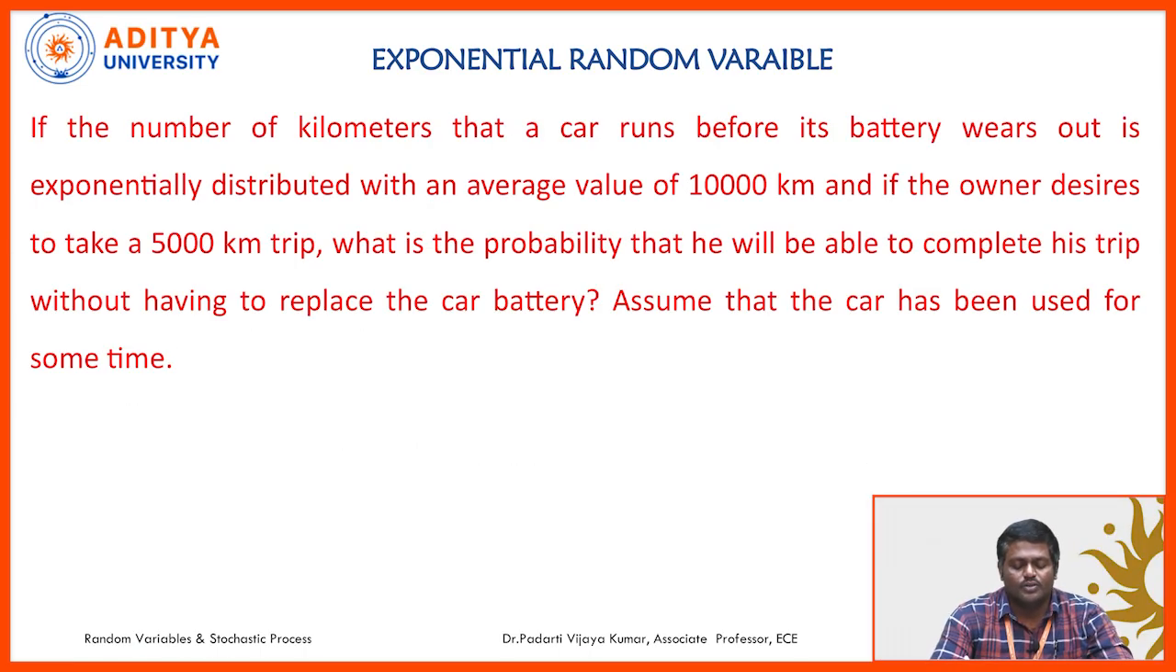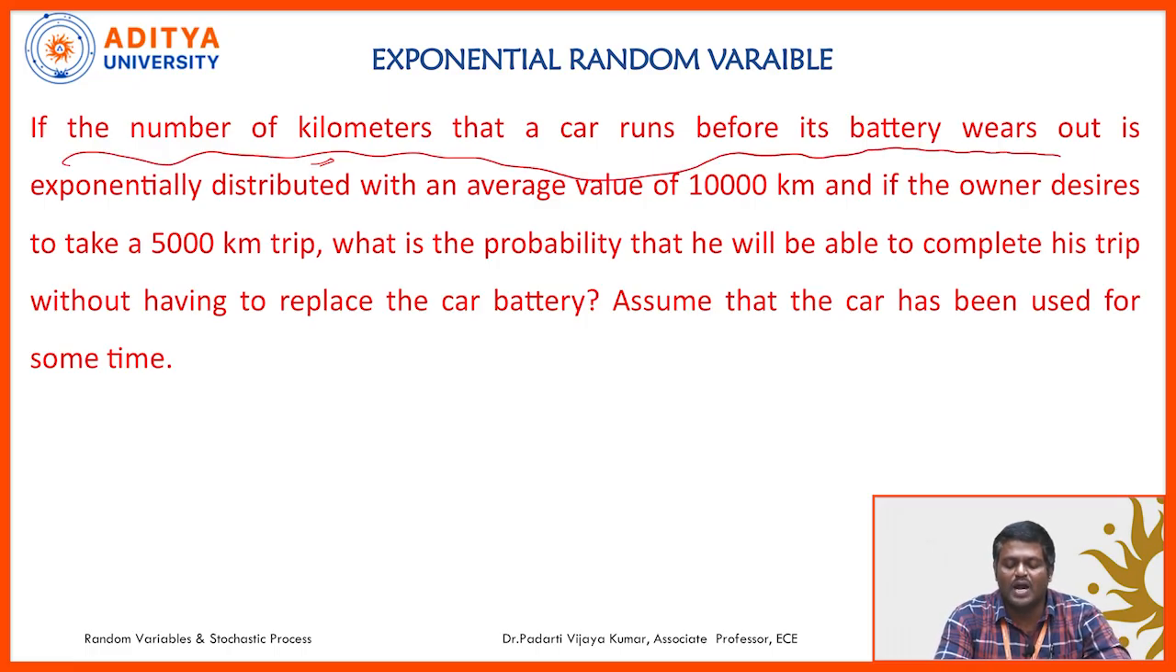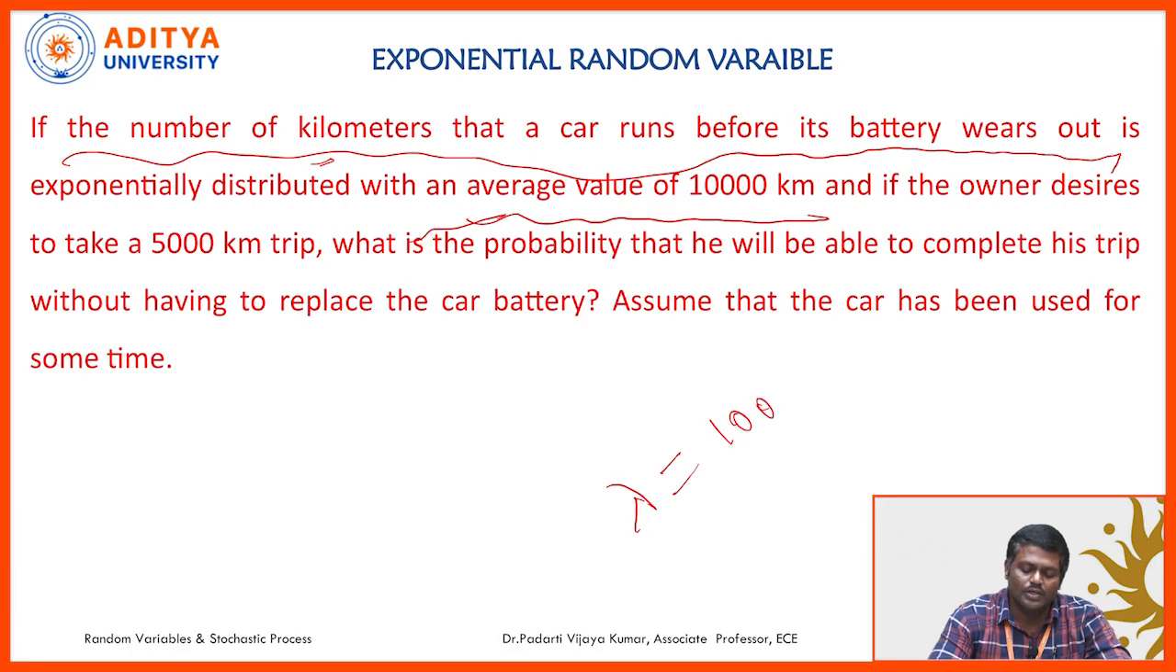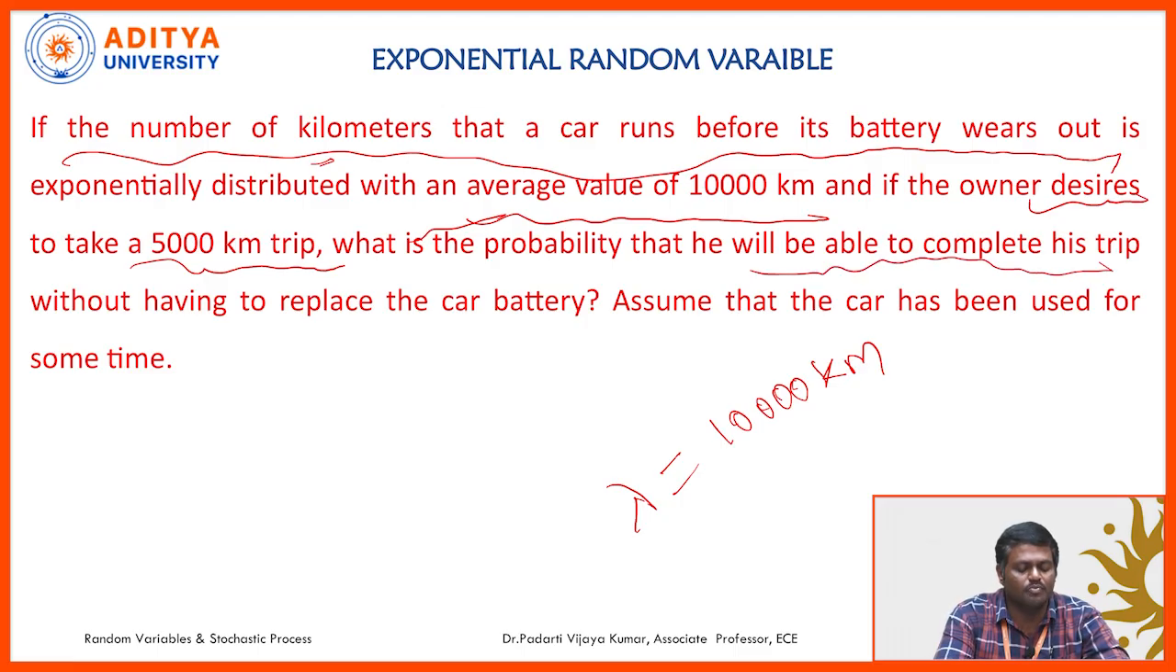Next problem is related to the car. The number of kilometers that a car runs before its battery wears out is exponentially distributed with an average of 10,000 kilometers. So 10,000 kilometers is given in the problem, and it is exponentially distributed. If the owner decides to take a 5,000 kilometer trip, what is the probability that he will be able to complete his trip without replacing the car battery? Assume that the car has been used for some time.